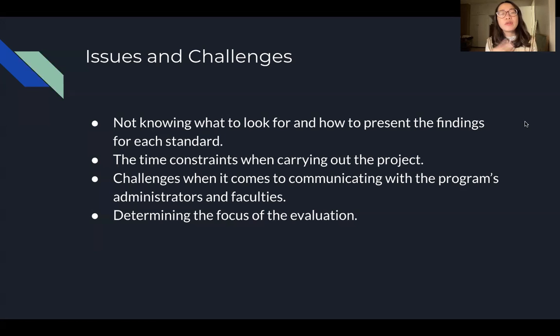And then I also found challenges when it comes to communicating with the program's administrators and faculty, knowing that they are super busy people and they also have some restrictions in regard to what they can show me and what they can't. It's not difficult, but it was also challenging because I don't want to make it seem like I'm asking too much from them, or digging into something that they're not willing to share with me. So being able to navigate through that tension was also challenging, but also very helpful for me as I think about other projects in the future.